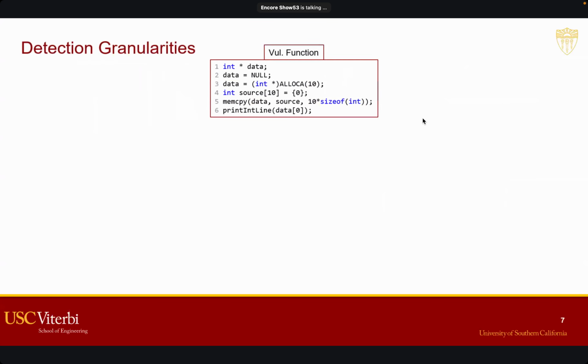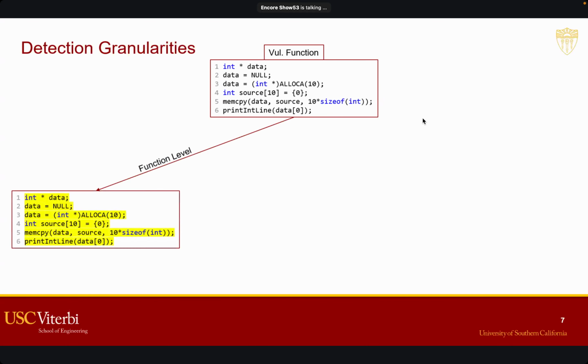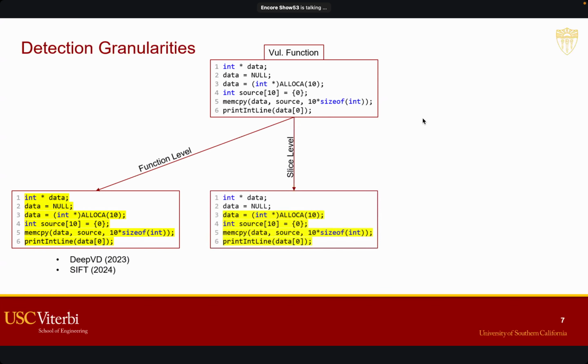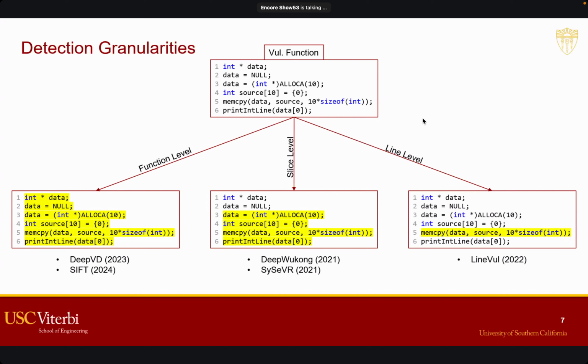Now, this detection can come in many granularities, depending on your implementations. Some of them detect at the function level. For example, we have SVD, which was published in 2023. There's SIFT. Some of them detect at the slice level, like Deep Wukong and Xavier, and then some of them detect at the line level, like LineVul and LineVD.